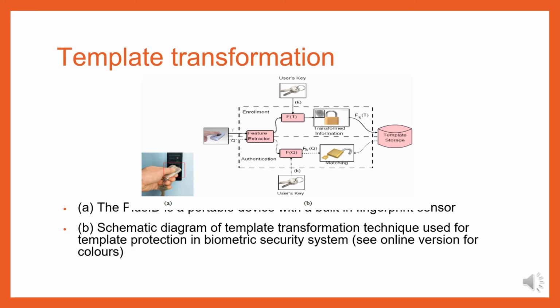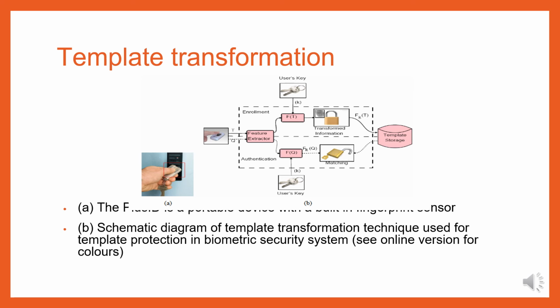Figure A describes the Plus ID, which is a portable device with a built-in fingerprint sensor, and figure B describes the schematic diagram of the template transformation technique used for template protection in biometric security systems. The schematic diagram shows that the choice of function f should be non-invertible, because a non-invertible transform is strictly a one-way function. It means that for a given transformed information f(k,T) with a user's key k, the original template T should not be recoverable in a reasonable amount of time.